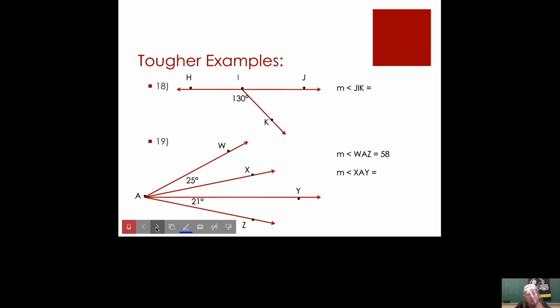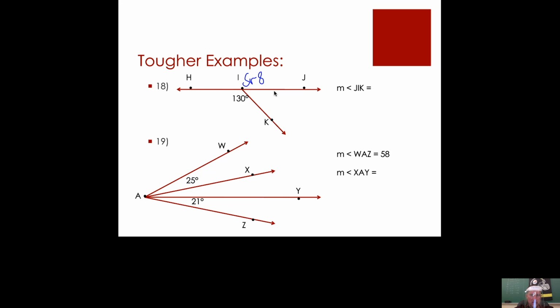These ones are tougher. Again, there's 3 angles in this diagram for number 18. There's an obtuse angle, an acute angle, and then look at angle HIJ. You should recognize that angle as straight. It's just an abbreviation. That's a straight angle. So that straight angle is your big angle.